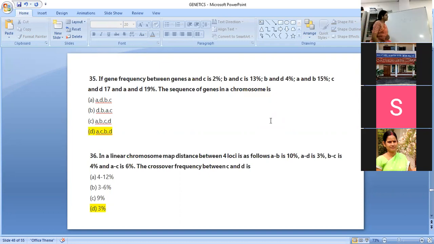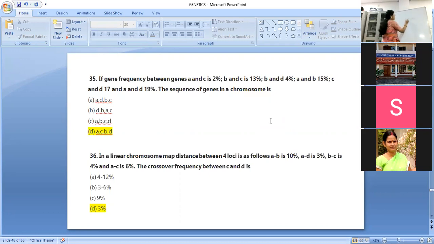BC is 4 and AC is 6. B and C is 4. B and C, I can put C here. B and C is 4. And A and C is 6.